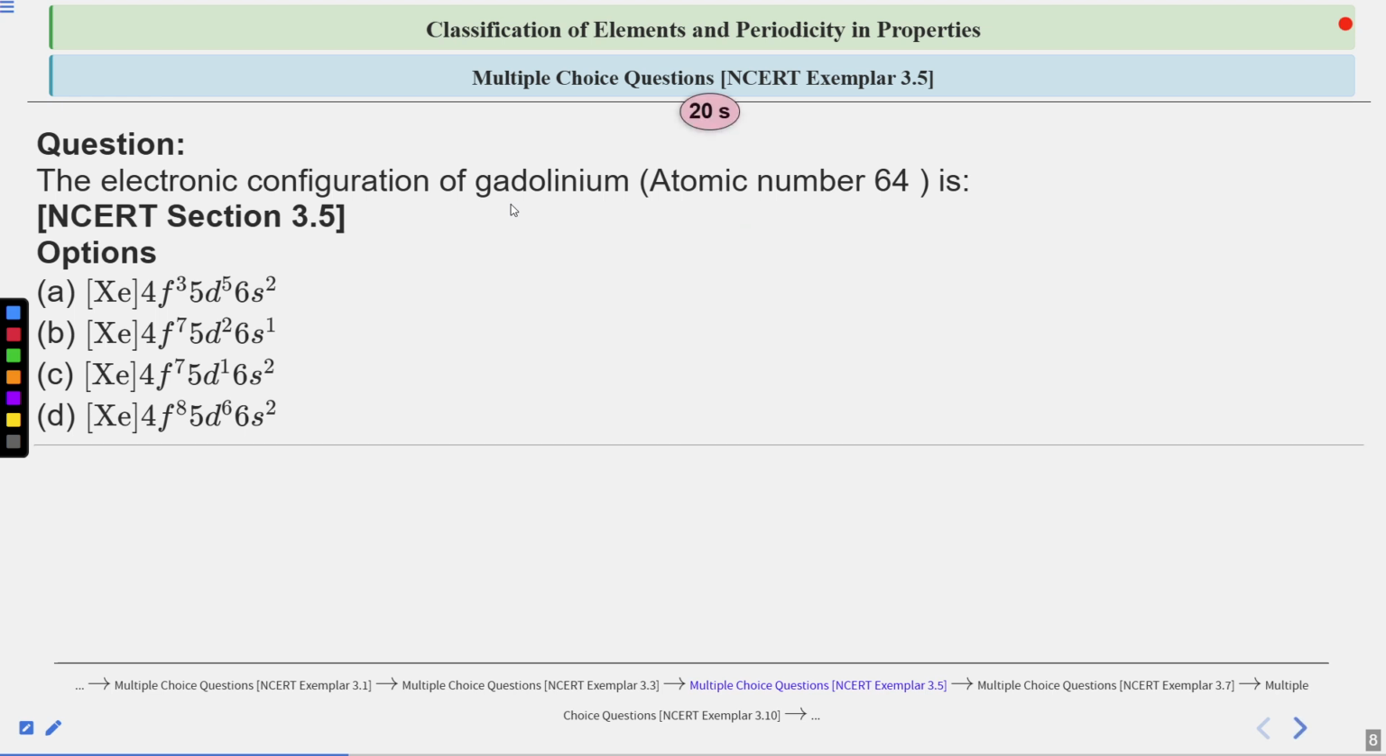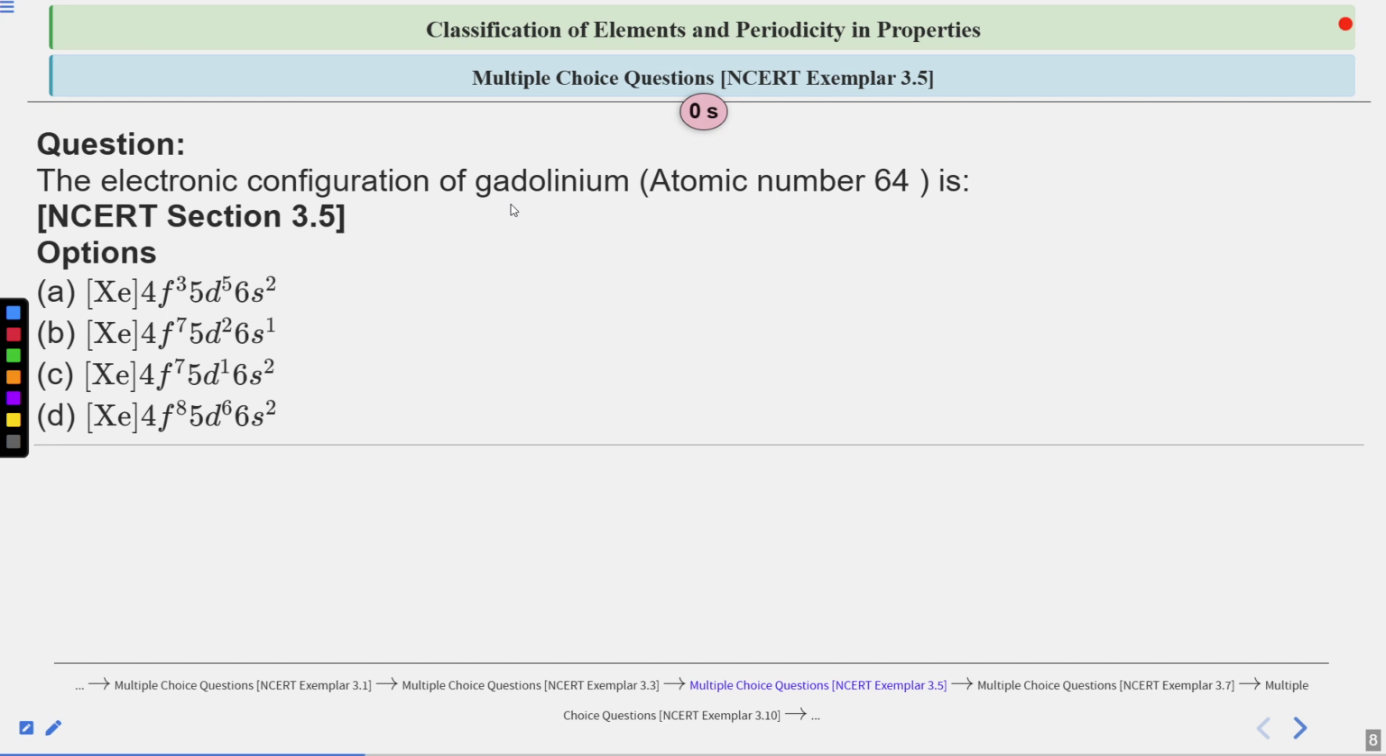Your time to solve this question starts now. For your hint, I am saying that your gadolinium belongs to the lanthanoid and actinoid series, meaning the inner transition element series. Now, if you know that, then you will be easily able to determine the answer for the given question. What will be the correct answer for this question? Configuration of this, say, gadolinium.